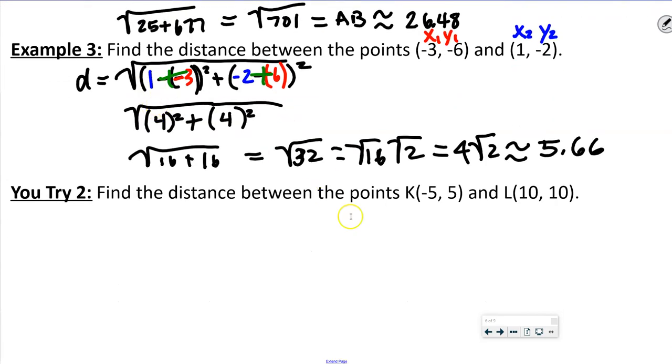Okay, let's see if you guys can do this U-try right here. You're finding the distance between KL, okay? Pause the video, come back to me when you're done.